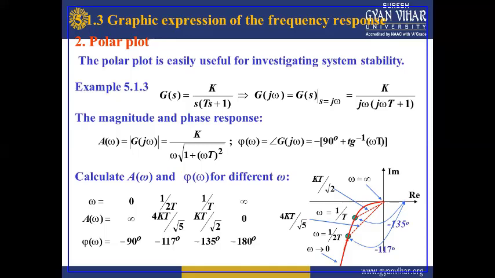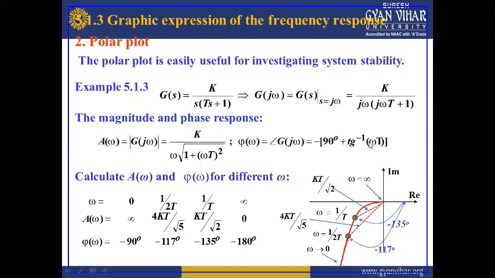In this example, we have a transfer function given by K upon s into (1 plus sT). When I substitute s equal to j omega, it becomes K upon j omega into (j omega T plus 1). When we find the magnitude of the transfer function, it is K upon omega into under root of (1 plus omega T whole square). The phase angle is phi of omega, which is equal to minus of 90 degree plus tan inverse of omega T.